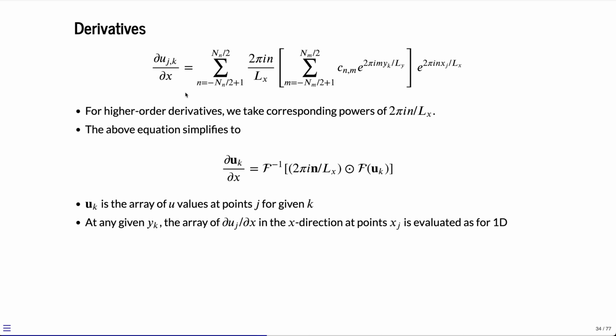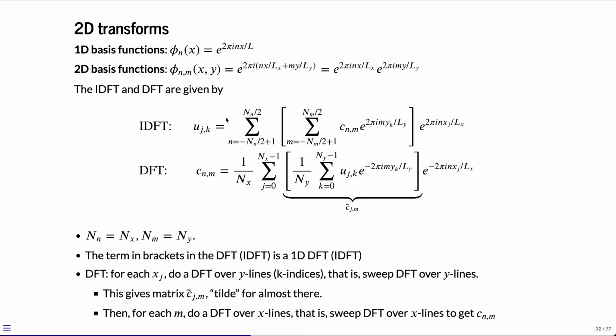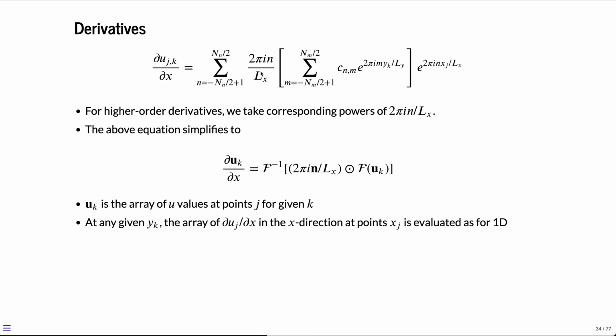Okay, let's look at derivatives. If we take the derivative, again, here's u. If we take the derivative of this with respect to x, then this factor 2 pi i n over L is going to come down. And that's what happens. The 2 pi i n over L x comes down. For higher order derivatives, we just have this to some power.